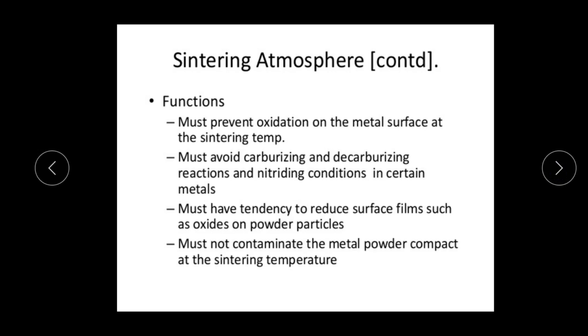The main functions of the sintering atmosphere: it must prevent oxidation on the metal surface at the sintering temperature, it must avoid carburizing and decarburizing reactions and nitriding conditions in certain metals, it must have a tendency to reduce the surface film such as oxides on powder particles, and it must not contaminate the metal powder compact at the sintering temperature.